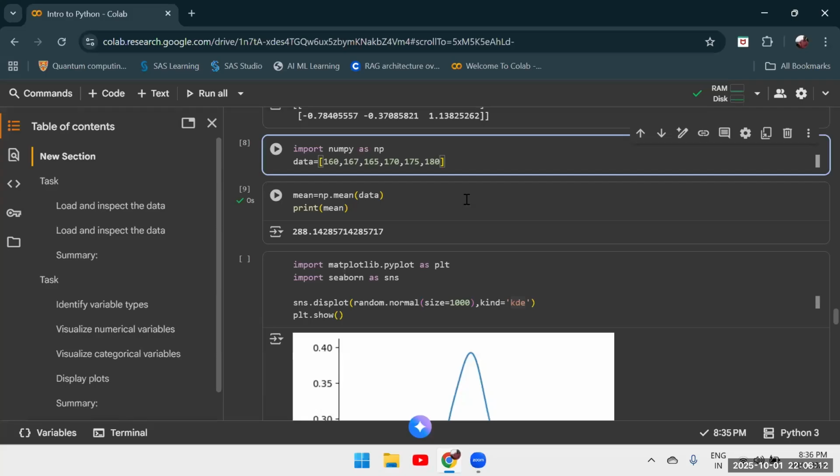So what do we do in case it is getting affected by outliers? What are we supposed to do?